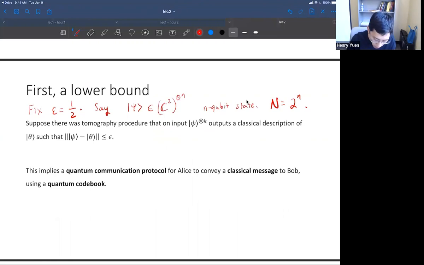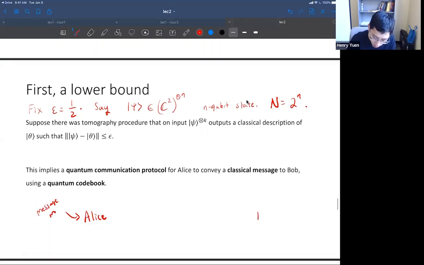Let's say we have Alice. She gets some classical message M, and she wants to convey this message to Bob, who's sitting over here. But instead of sending the message, she'll instead send a quantum state over.